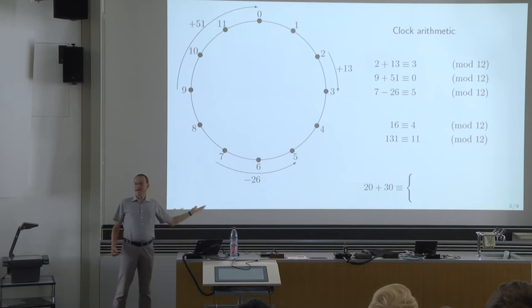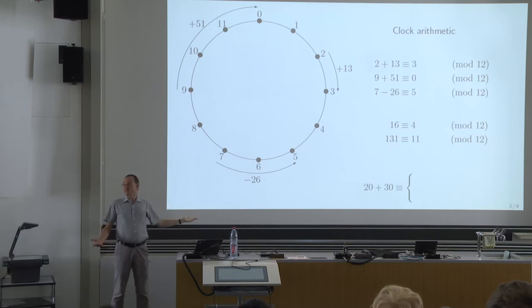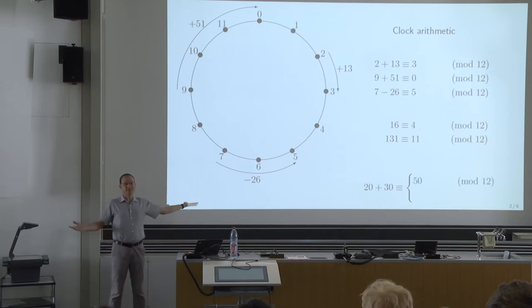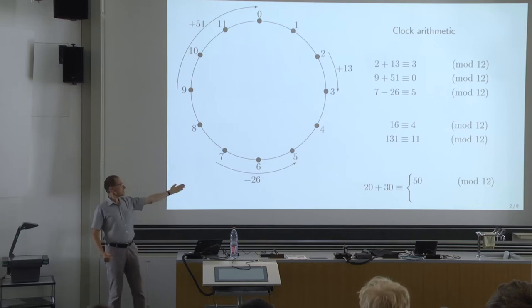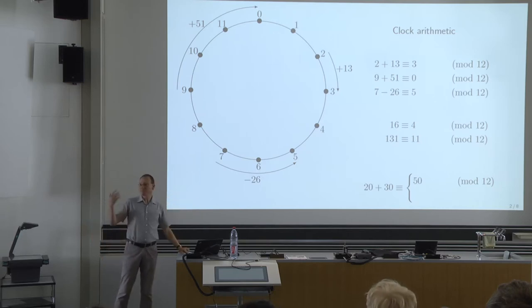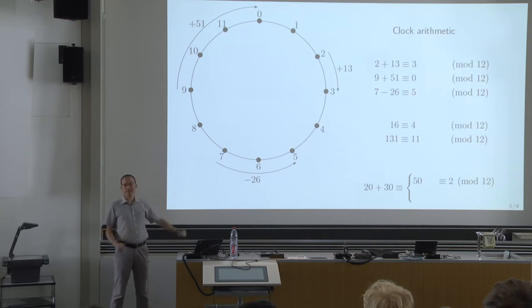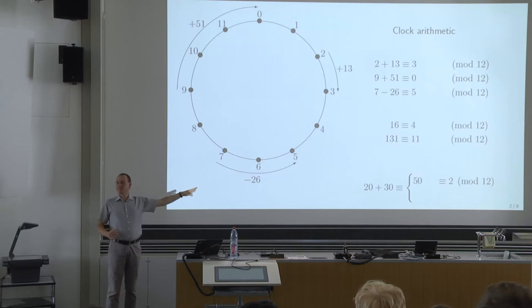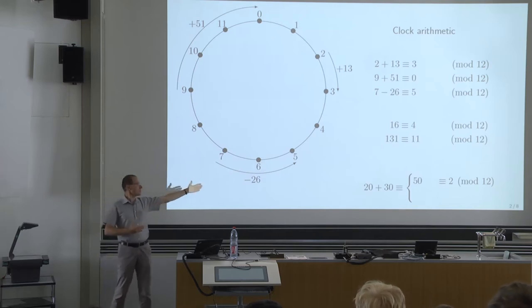Now, if you want to add numbers, 20 plus 30, you can add them the usual way. You can get 50. Absolutely correct. There is no doubt about this. But then this 50 is congruent to 2 mod 12, because 48 is divisible by 12.